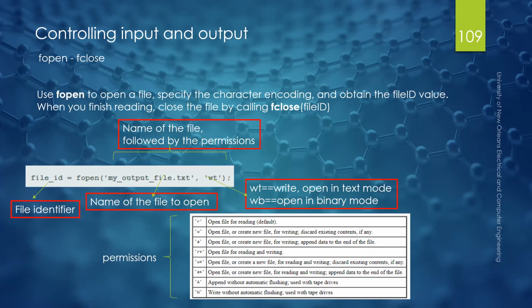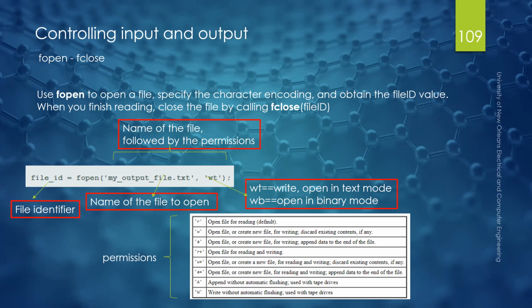Now, another important function to use is the fopen, fclose function or command. These are very useful when we want to open a file, when we want to create a file, when we want to write information to a file, and so forth. So we use fopen to open a file, specify the character encoding, and obtain a file ID value. When you finish reading, it's a good idea to close the file. And to close the file, we use fclose with the ID of the file you opened in parentheses.